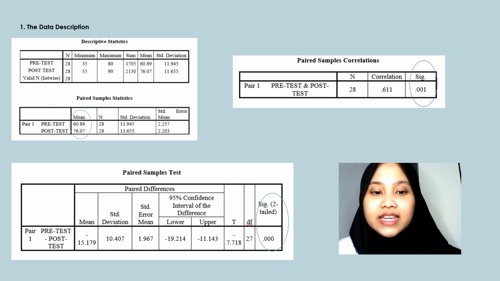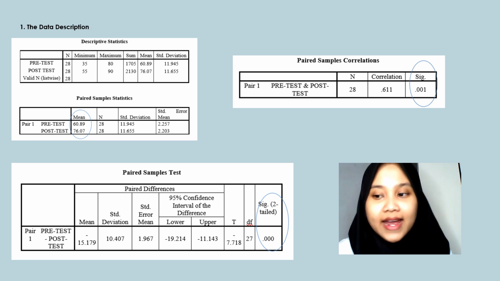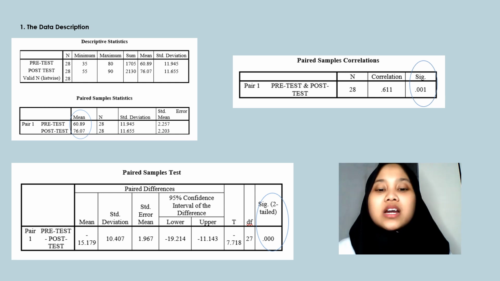And we can take a look at the paired sample t-test. We can see that the significance two-tailed is 0.00, which means the significance value two-tailed is smaller than 0.05. It can be concluded that the use of read, encode, annotate, and ponder READ strategy is effective to improve students' reading comprehension at SMP Negeri 9 Makassar.